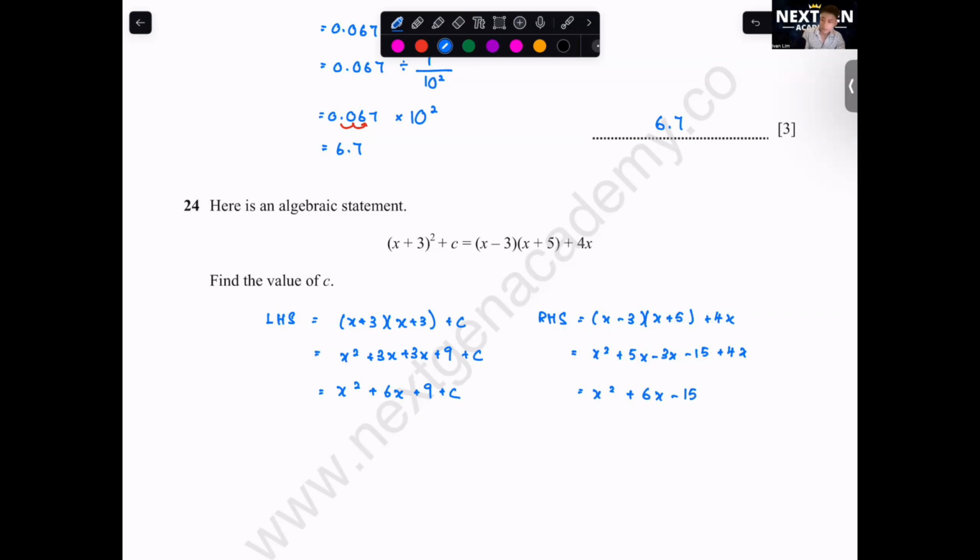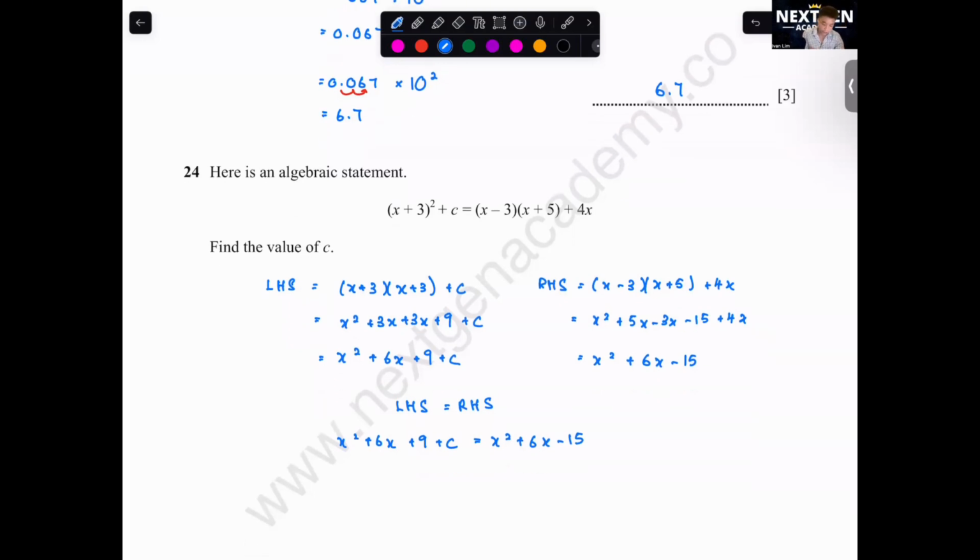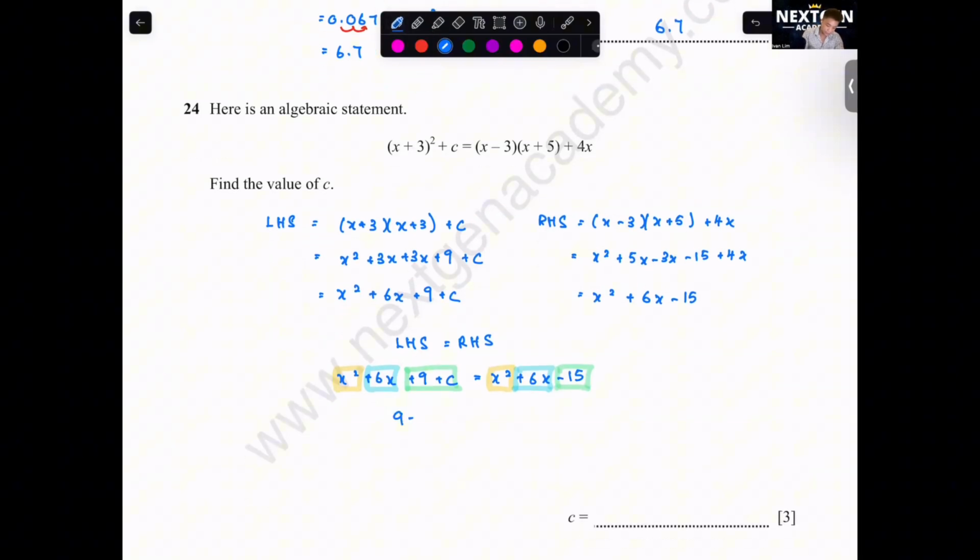So you compare left hand side equals right hand side. x squared plus 6x plus 9 plus c equals x squared plus 6x minus 15. Now you're going to compare the terms with each other. You see, this and this, they are the same. This and this, they are the same. Nothing to solve here, no unknowns. But here, this and this are equivalent to each other. So we will solve based on this. 9 plus c equals minus 15, c equals minus 15 minus 9, which is equal to minus 24.